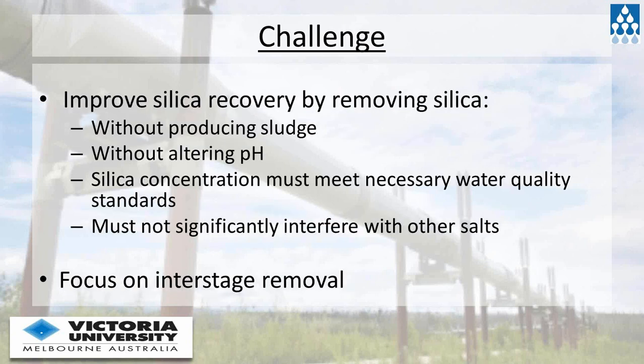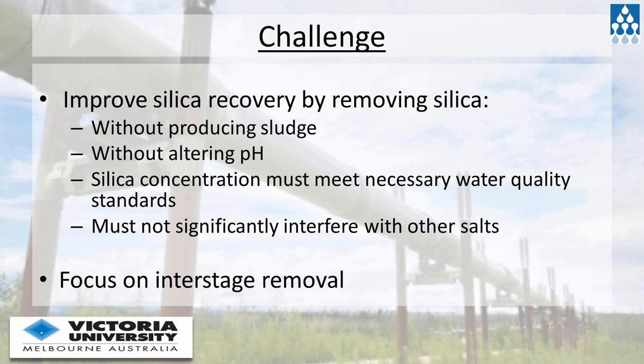Okay, so the challenge for the sites we were dealing with, we need to improve the desalination recovery by removing silica, but there were four criteria that the process had to meet. One was that there could be no production of a sludge. Now, this came about because of the location of the sites. They are hundreds of kilometres from any major centres, and they don't feel they have the facilities to dispose of sludges as opposed to wastewaters. They're more comfortable disposing of waters than they are of solids.